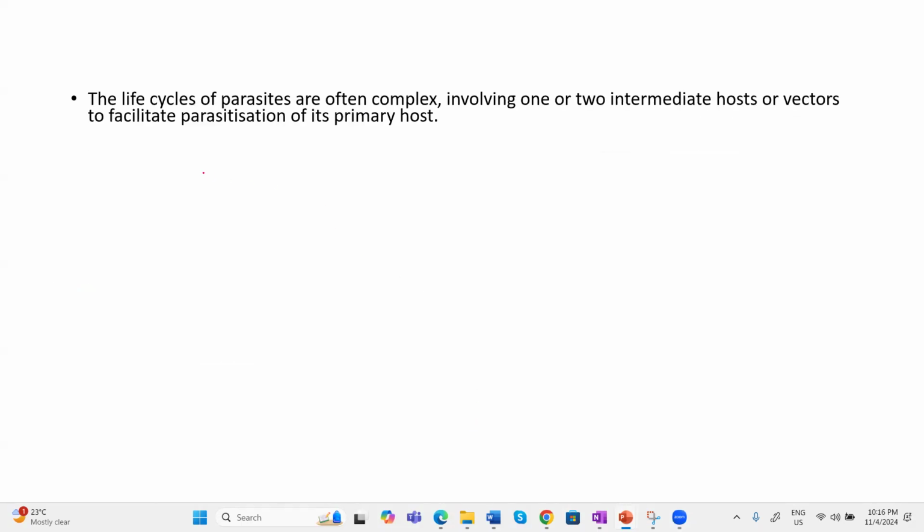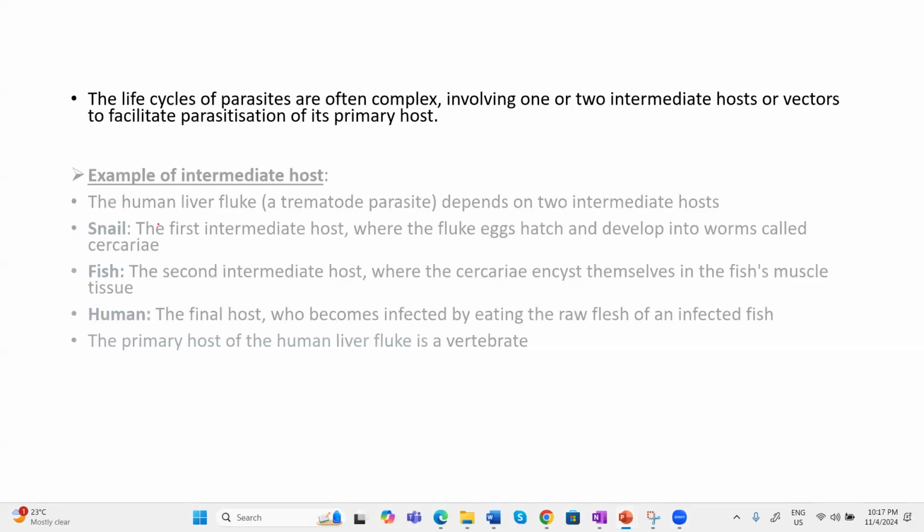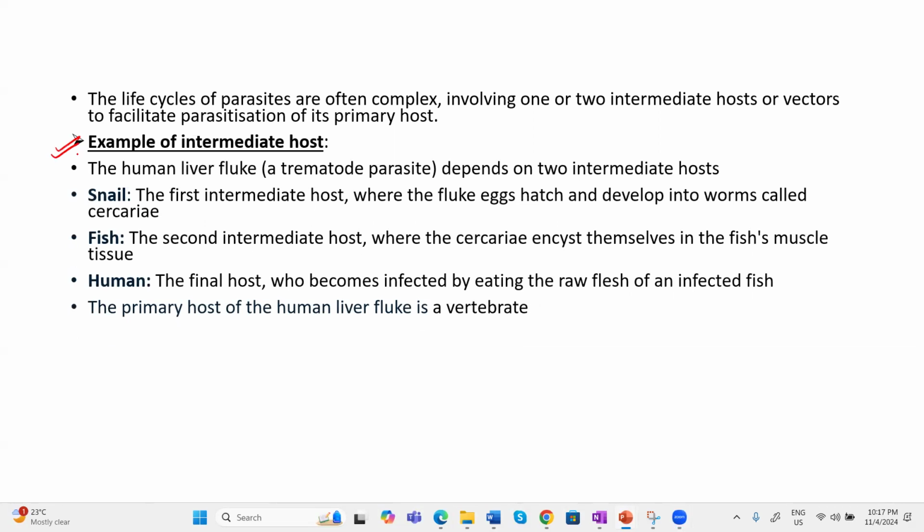Now see here, what are the examples? Example of intermediate host in our NCERT is given: human liver fluke, which is a trematode parasite. It depends upon two intermediate hosts. First intermediate host is a snail. Second intermediate host is fish. And human is the one which is the final host. Is it clear? The final host.